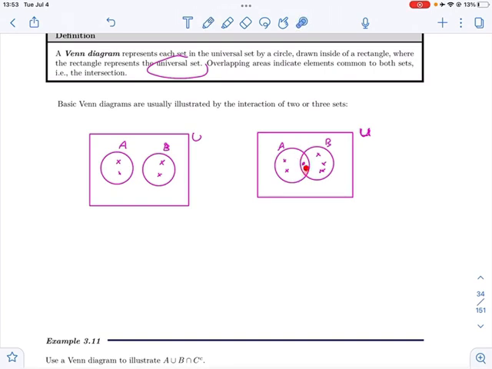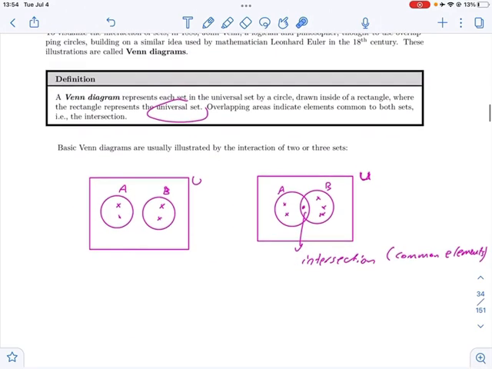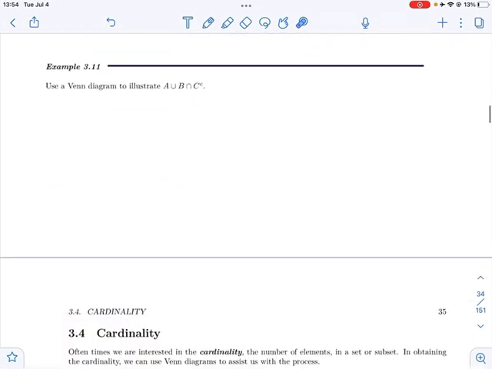Now, if we have something in common here between A and B, we call this the intersection. The intersection of the two sets are the common elements, because inside sets we have elements, and the common elements will be in this part where the two sets overlap. And if we put all of them together, we call this the union. So these are illustrations called Venn diagrams.